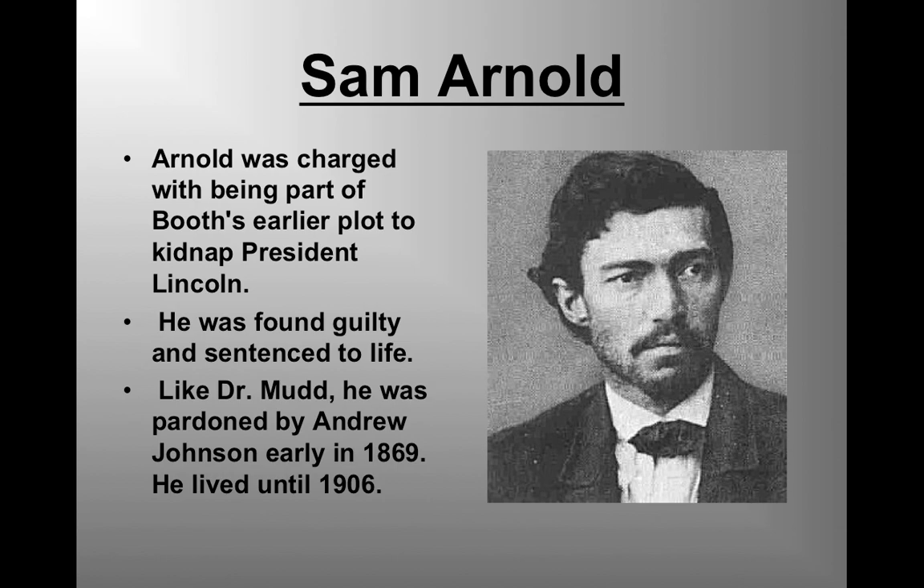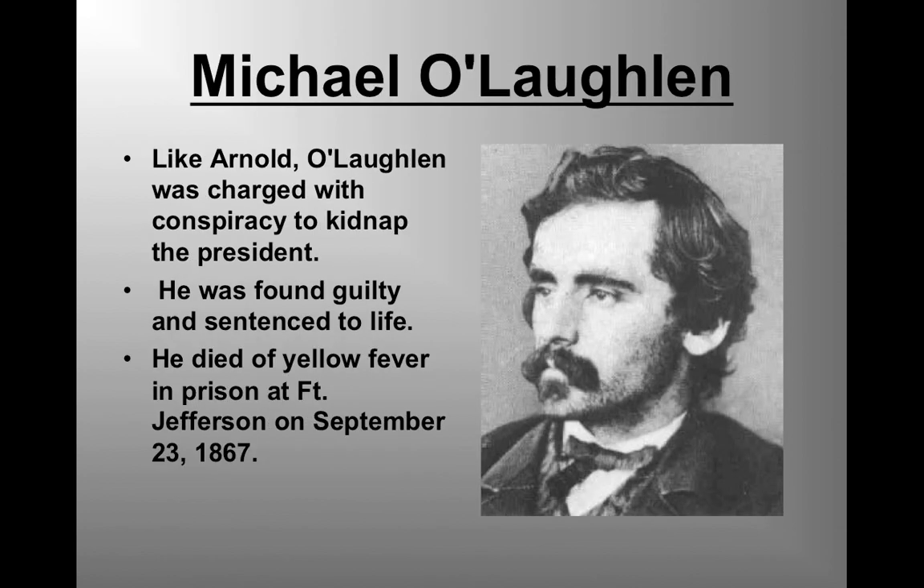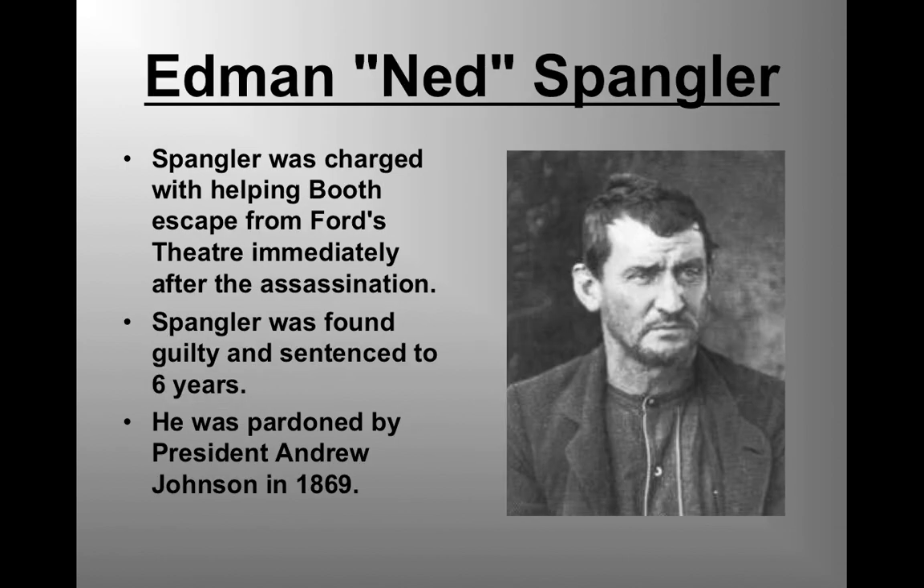Sam Arnold. Arnold was charged with being part of Booth's earlier plot to kidnap the President of the United States. He was found guilty and sentenced to life in prison. Sam Arnold, like Dr. Mudd, was pardoned by Andrew Johnson, and he lived until 1906. So here's probably one of the last ties to the Lincoln assassination in terms of how long he was able to live. Michael O'Laughlin. Like Arnold, Michael O'Laughlin was charged with a conspiracy to kidnap, not kill, but kidnap the president. Found guilty, sentenced to life. He dies in prison in 1867. Most people believe that he, too, probably would have been pardoned, being let go by Andrew Johnson.